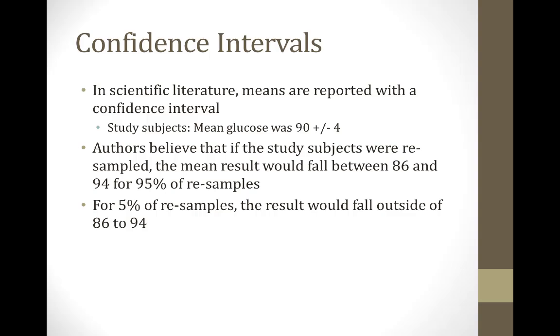In the scientific literature, means are usually reported with something called a confidence interval. So, for example, a study may say that among study subjects, the mean glucose was 90 plus or minus 4, and that plus or minus 4 is the confidence interval. This is saying that the authors believe that if the study subjects were resampled, the mean results would fall between 86 and 94, that's plus or minus 4 from the mean, for 95% of resamples, and for 5% of resamples, the result would fall outside the 86 to 94 range.